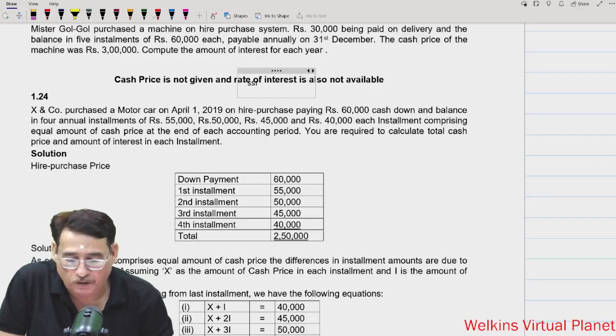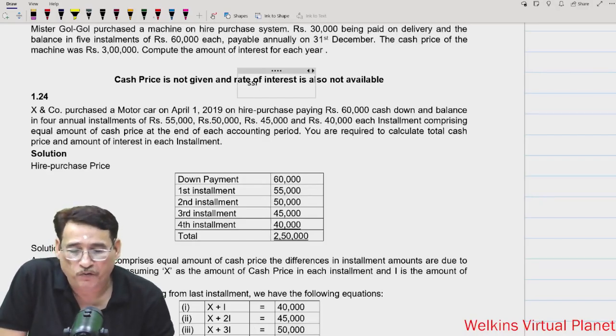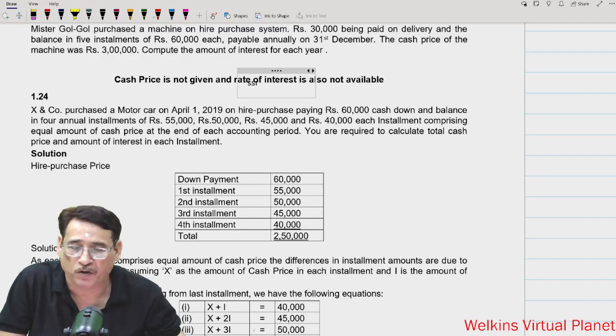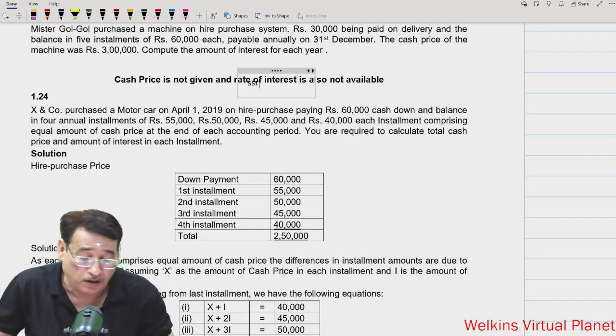Welcome again to this particular session. In the last one, we had a discussion with respect to what we call calculation of interest. The first method, we saw gross installment case, then pure installment case, then when cash price is not given. And now we are picking up a question.